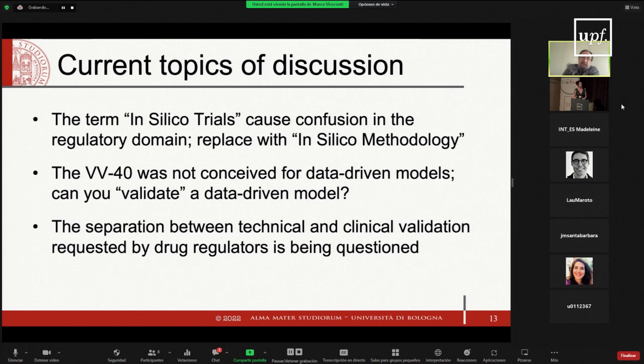The only technical standard we have that supports the evaluation of credibility for models in this context is the ASME V&V 40, which however was not conceived for data-driven models. So it's not clear how we can validate data-driven models, which are an important subcategory of in silico trials. And then there is a very complicated discussion going on with the drug regulator around whether we should separate technical and clinical validation. I don't have the time to enter into the detail, but it's really two different points of view clashing here. I would stop here.